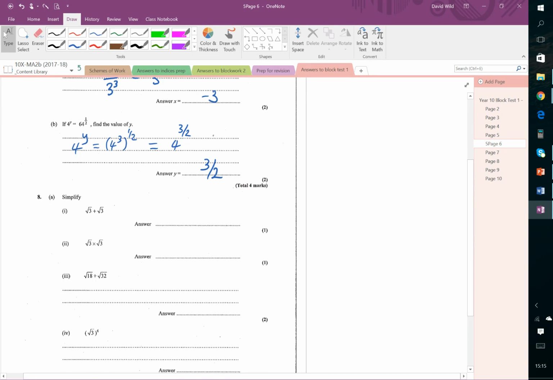If I said a plus a is 2a, then root 3 plus root 3 is 2 root 3. Not root 6, guys. Okay, simple example. Root 4 plus root 4. We did this in class the other day. This is 2 lots of root 4, and root 4 is 2, so it's 2 lots of 2, which is 4. Not root 8.